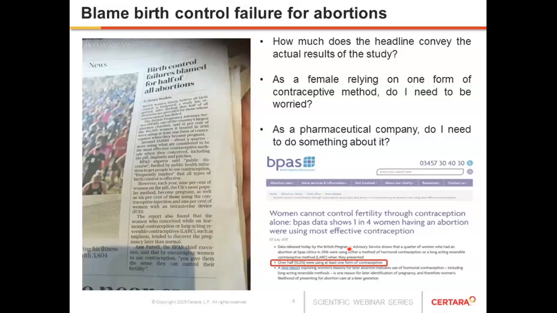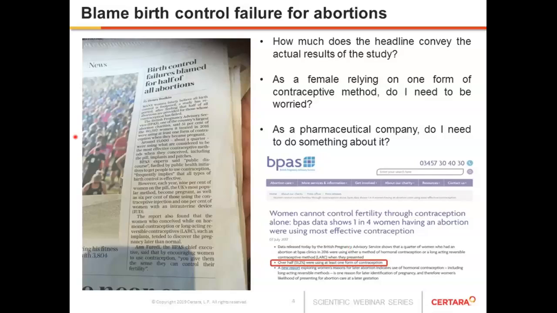Now, the biggest concern for the British Pregnancy Advisory Service at the time was that because the women were using a contraceptive method, they weren't expecting to be pregnant. Because of it, they found out a bit later than usual that they were pregnant. They were showing up for their abortions at 20 weeks. So that was where the concern was. The article was saying that just having a contraceptive method is not enough for you to prevent abortion. There are certain other things that you need to be aware of.